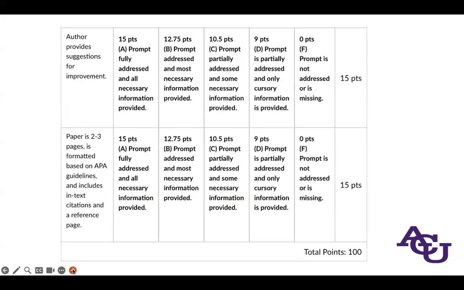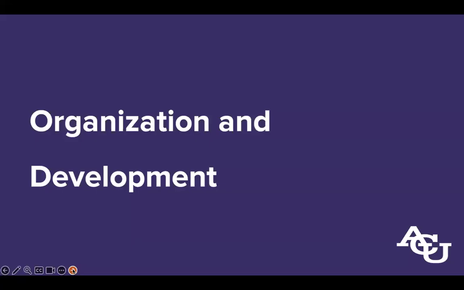Then, as Tanya said before, based on your evaluation, you need to provide suggestions for improvement. That's 15 points. And the last 15 points is for following the guidelines of crafting a 2 to 3 page paper, following your APA format, and making sure you include in-text citations and a references page. We're going to address citing and referencing later, but right now we get to listen to Tanya again.